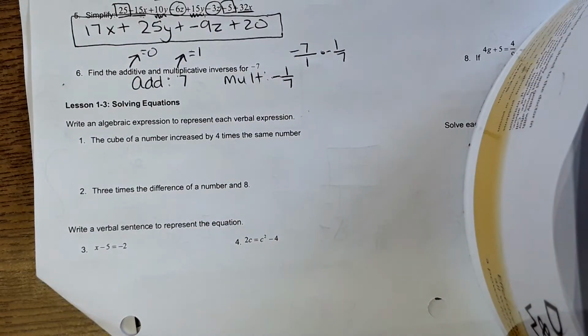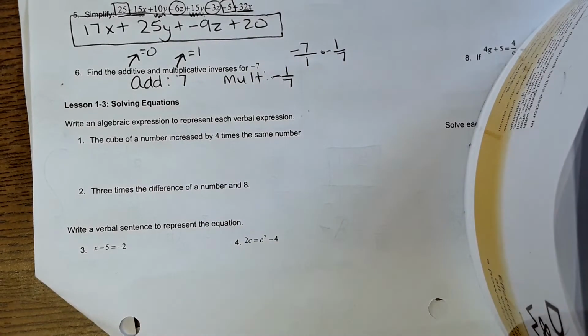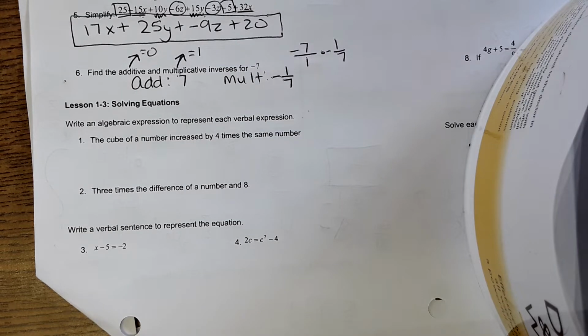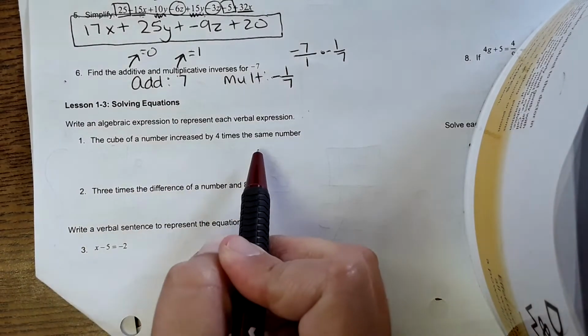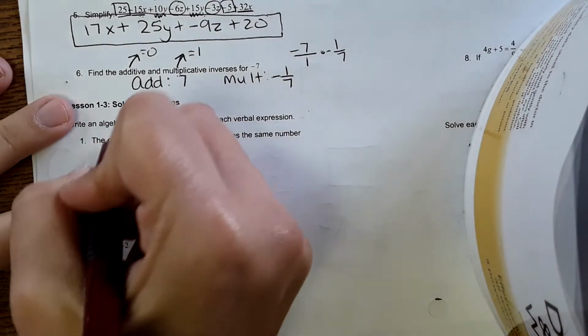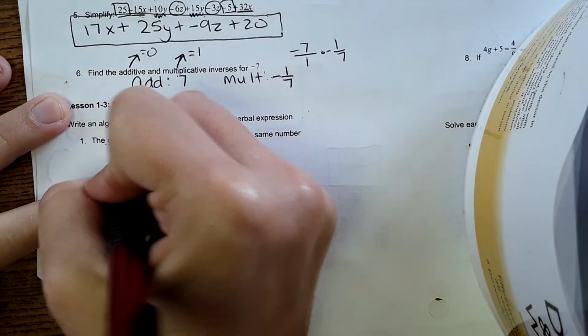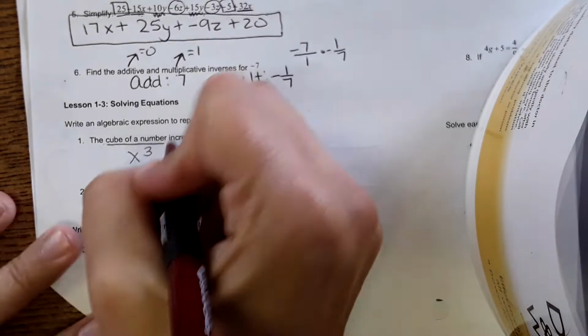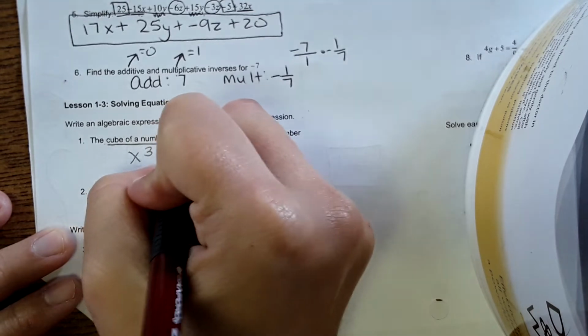There. Okay, it says write an algebraic expression to represent each verbal expression. So they're giving you the expression in words, and all you have to do is write it in numbers. Easier said than done sometimes, but what I would suggest is just as you read it the first time through, make notes for yourself. So, for example, the cube of a number, that would be a number cubed. So before I look at the whole thing and get confused, as I read it, I'm writing down what I see. Increased by, that would be a plus sign.